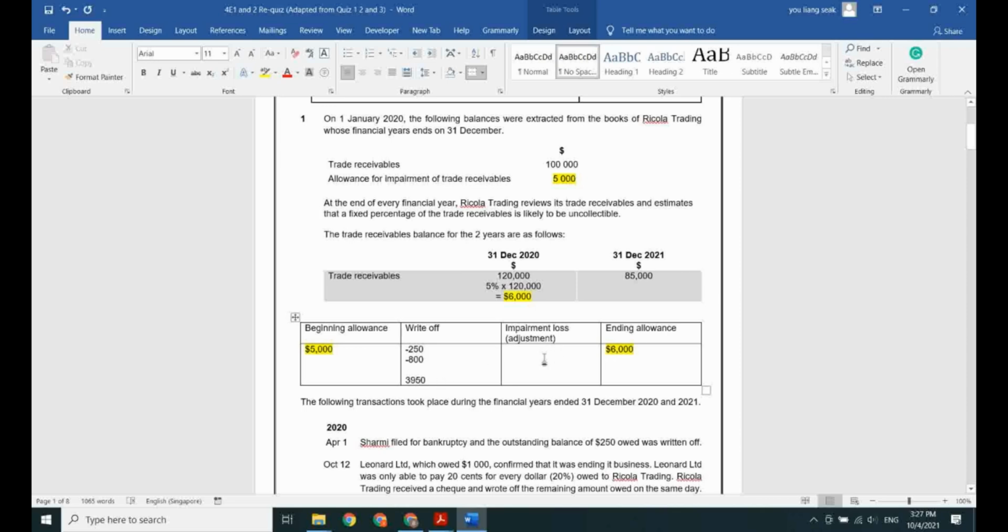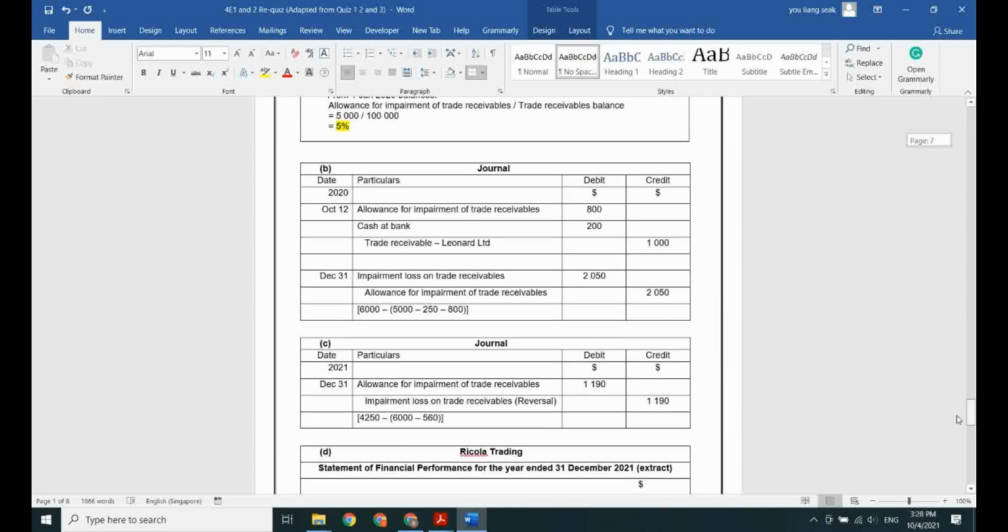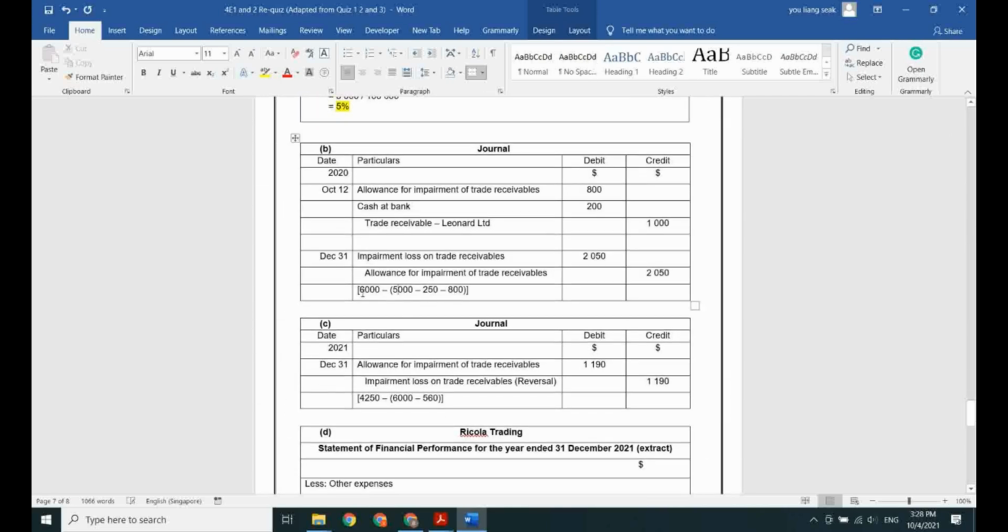And we increase it by doing this debit to impairment loss and crediting our allowance account. So we need to increase it by $2,050 to reach this $6,000 ending allowance. So let's now take a look at the question, the answer for 1B, which is here.